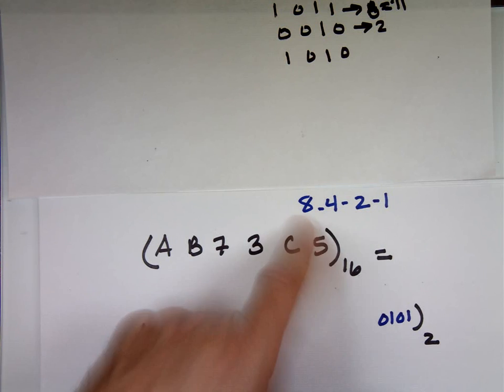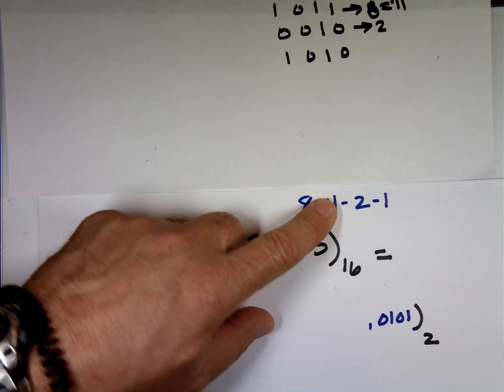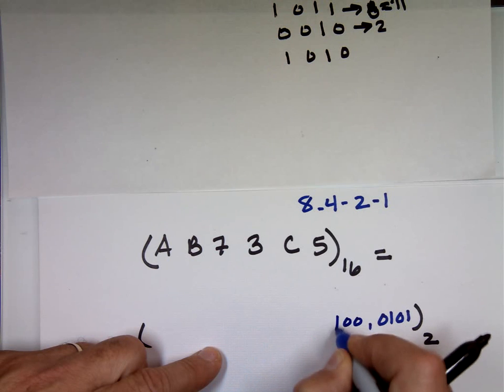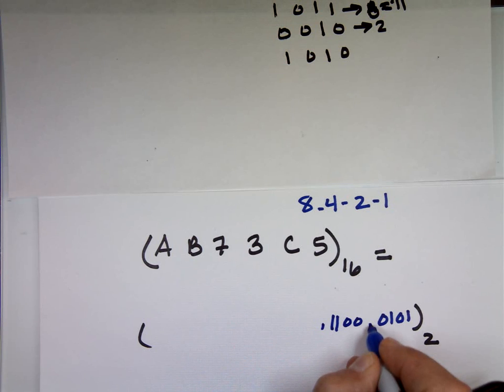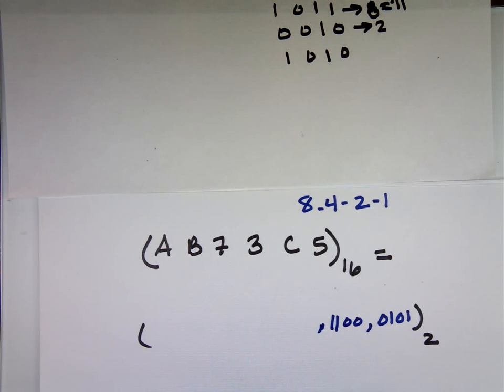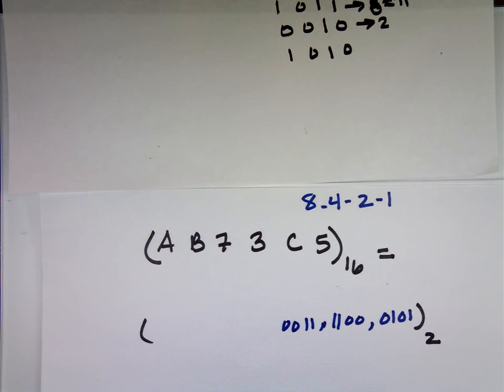The next one is what? C. What's C equal to? Let me get my chart in case you forgot. C is 12. How do you get 12 out of 8, 4, 2, 1? 8 and 4 is 12, right? So 0, 0, 1, 1. Next group is what? The 3. How do you get 3? 1 and 2 is 3. 7: 1 plus 2 plus 4, isn't that 7?